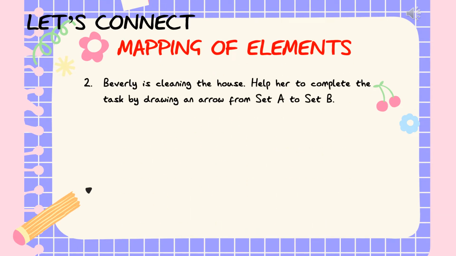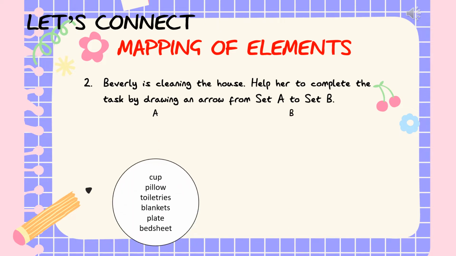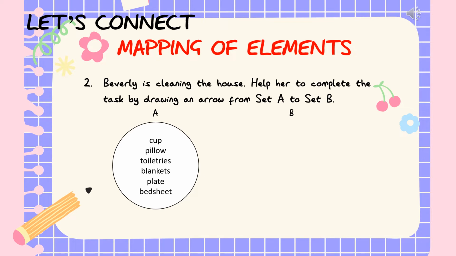Now let's have another example. Scenario number 2. Beverly is cleaning the house. Help her to complete the task by drawing an arrow from set A to set B. So we have set A, the objects, and set B, the places in the house.